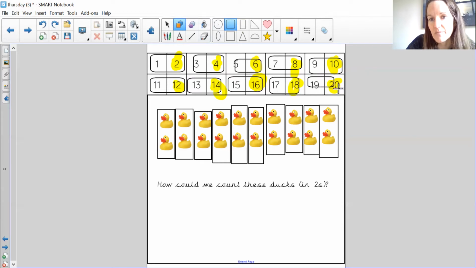So let's count by 2s together. My turn, your turn. 2, 4, 6, 8, 10. 2, 4, 6, 8, 10. 12, 14, 16, 18, 20. 12, 14, 16, 18, 20. Okay, can we do it all together? I will point to a number. Are you ready? 2, 4, 6, 8, 10, 12, 14, 16, 18, 20. So you have now counted by twos.